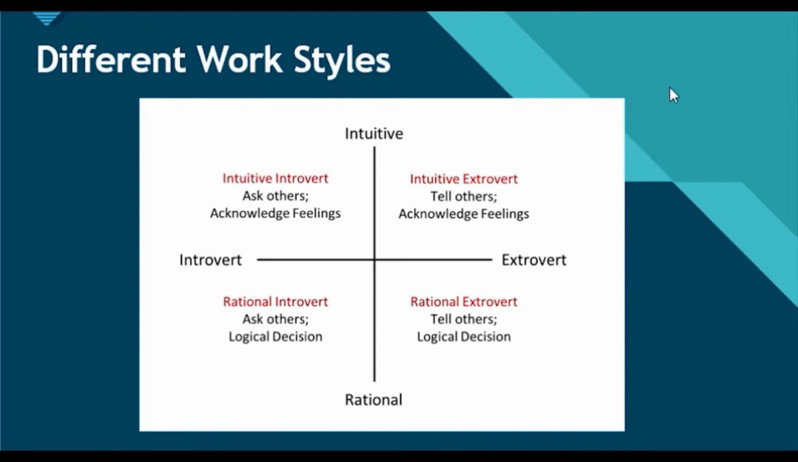Different work styles. Intuitive introvert: ask others, acknowledge feelings. Intuitive extrovert: tell others, acknowledge feelings. Rational introvert: ask others, logical decision. Rational extrovert: tell others, logical decision.